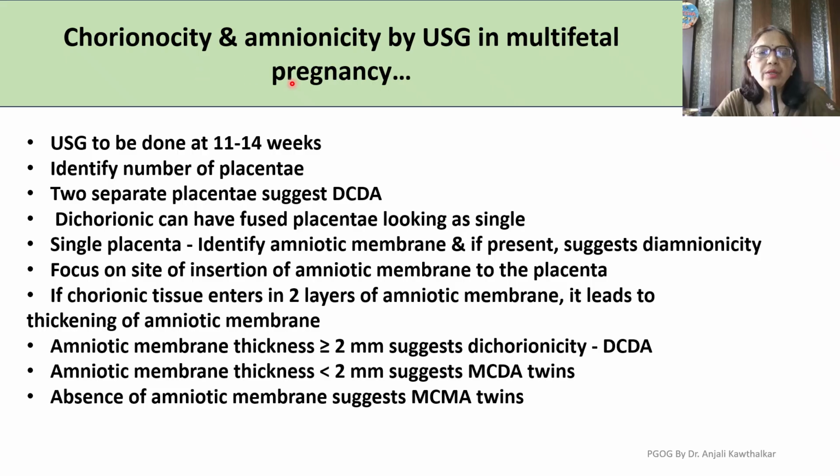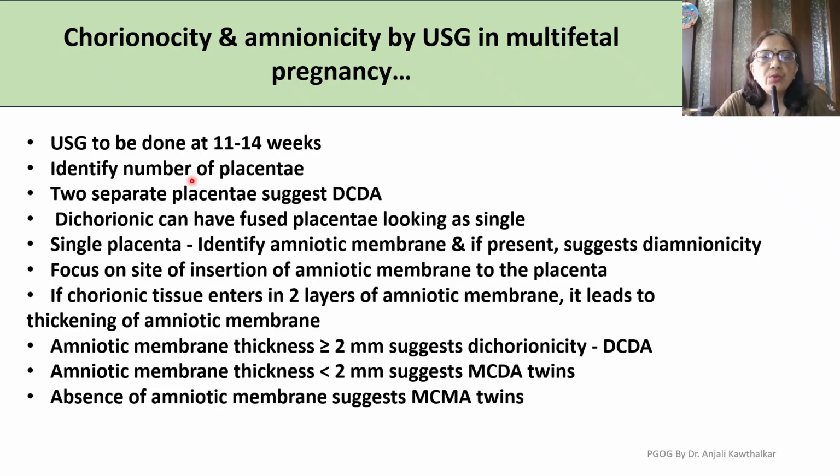So how we decide chorionicity and amnionicity is on the basis of ultrasonography. So how can we know the chorionicity and amnionicity ultrasonographically? Ultrasonography should be done preferably in the first trimester, but before 14 weeks. The best time given by some guidelines is 11 to 14 weeks, whereas other guidelines recommend that it should be done before 12 weeks of pregnancy to know chorionicity and amnionicity.